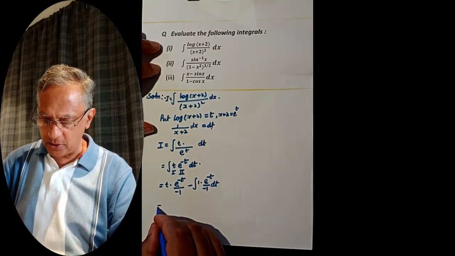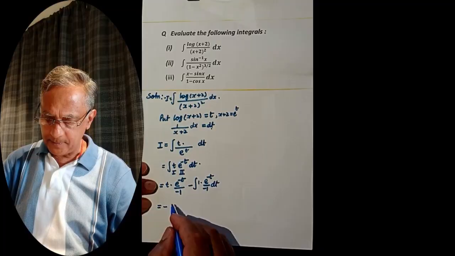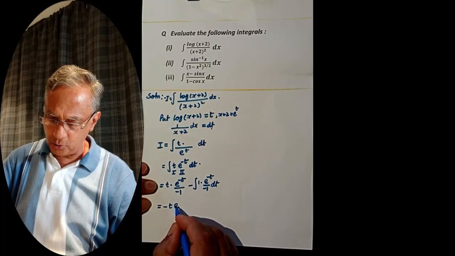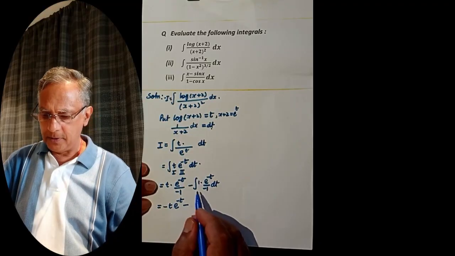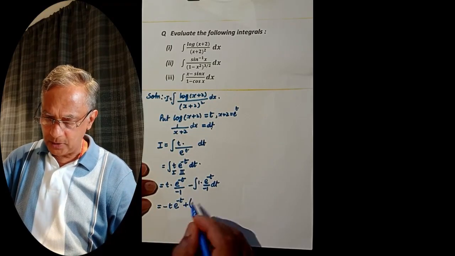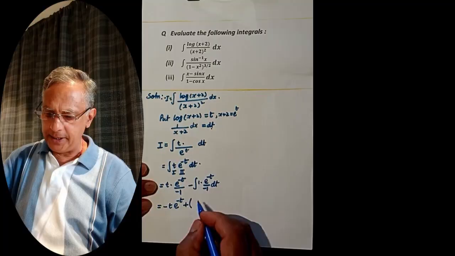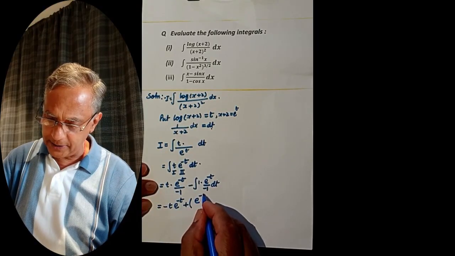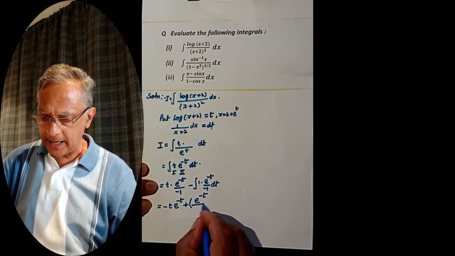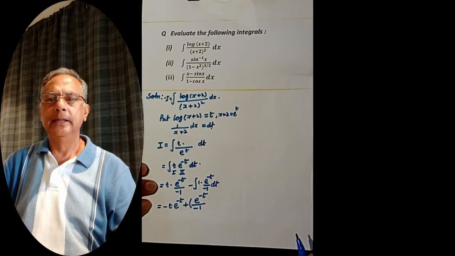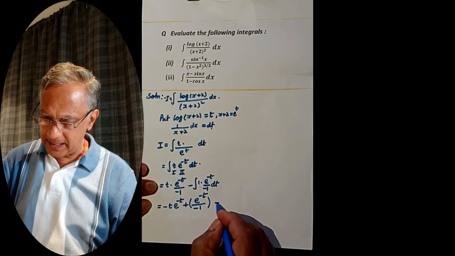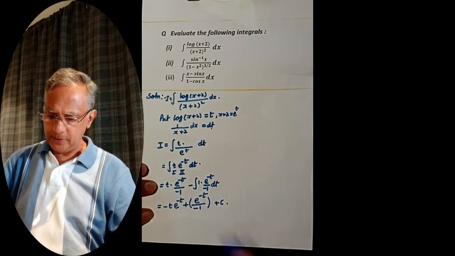And this is equal to minus t e to the power of minus t, minus minus plus, e to the power of minus t. Integration of e to the power of minus t is e to the power of minus t, and the coefficient of t is not 1, so we must divide by it, plus c.